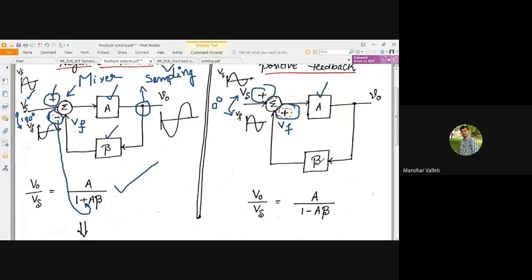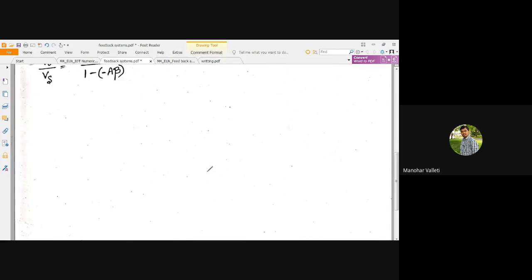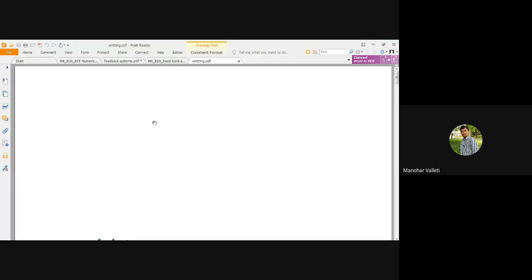If you see Vo by Vs, I can say the transfer function of a positive feedback system is A by 1 minus A beta. So please observe, if Vf is plus, then you will get minus here. So remember these things. Now I'm trying to see the negative feedback system.